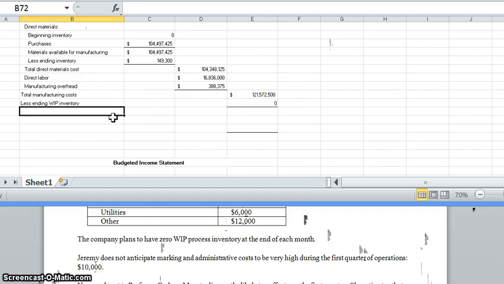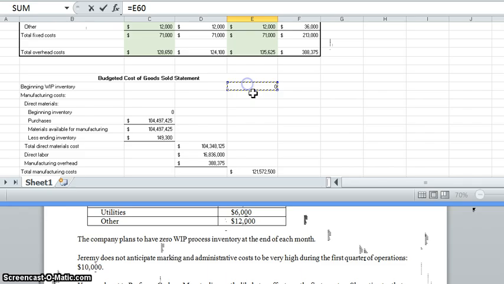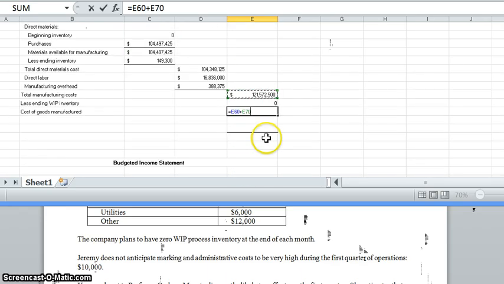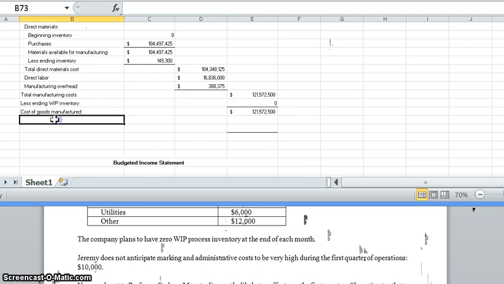And when we deal with that flow, you might remember that gives us our cost of goods manufactured. So this formula is our beginning work in process plus our manufacturing costs during the period minus any ending work in process. So that gives us $121,572,500 for cost of goods manufactured.